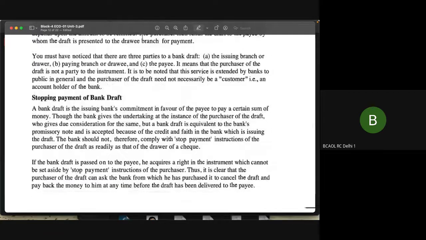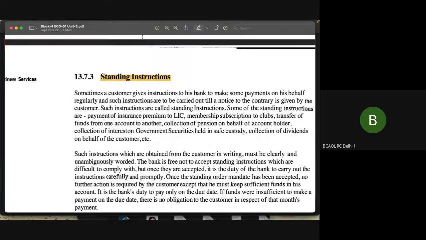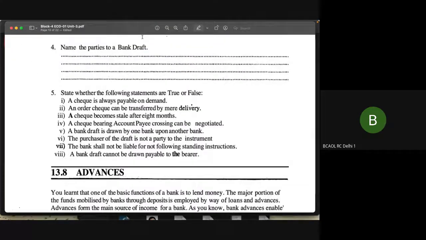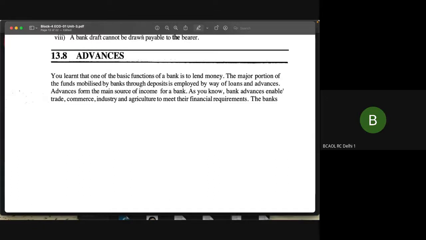Okay. Then you have standing instructions that I already told you. Whatever instructions you are giving to the bank in writing, telling them this is how I want things to be done. Don't make payment to this person. Stop the payment. Collect rent on my behalf. Take interest. All that.